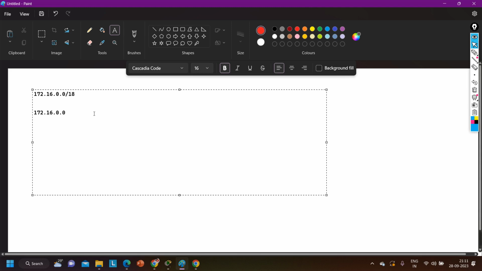192.168.0. Second network: 64. See, we have borrowed 2 bits. 64.0. Yes. Last IP address 172.16.0.63.255.